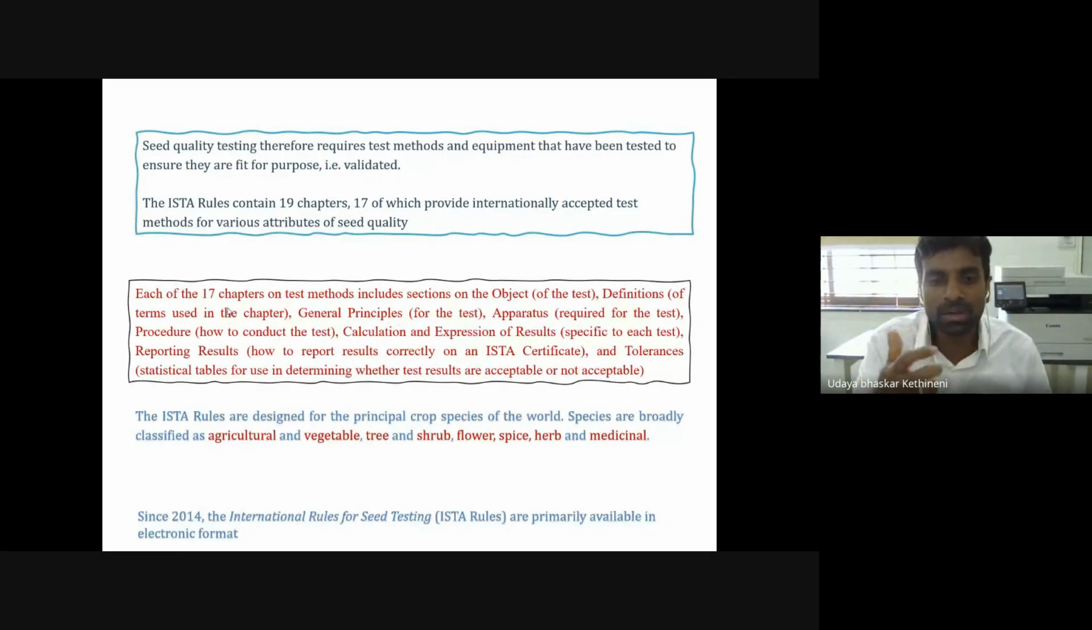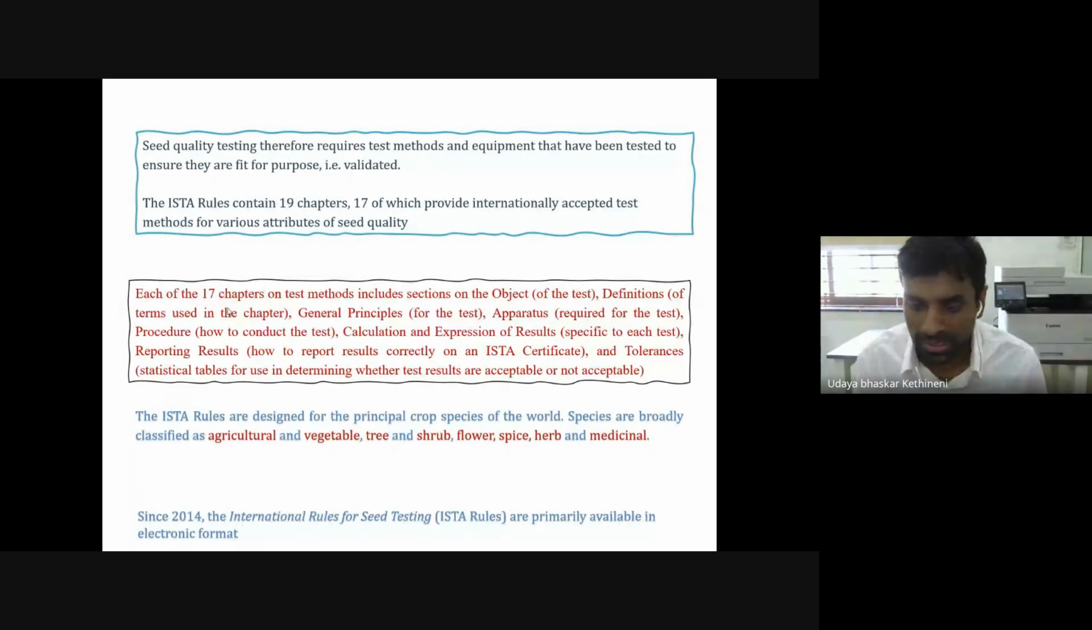Each chapter comprises one particular aspect, right from sampling onwards: physical purity, germination, other seed determination, and so on. The ISTA rules are broadly designated for almost all crop species, for example agricultural crops, vegetables, trees, shrubs, flowers, spices, herbs and medicinals.